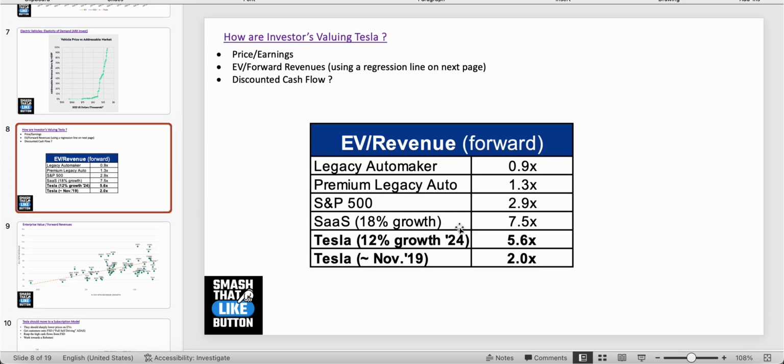So before we talk about how to evaluate companies using discounted cash flow, there are other ways. There's a price to earnings. And what I like, my favorite is enterprise value to forward revenues. Why? Because you can value any company in any industry, even if the company is losing money. So it's very important you notice that.